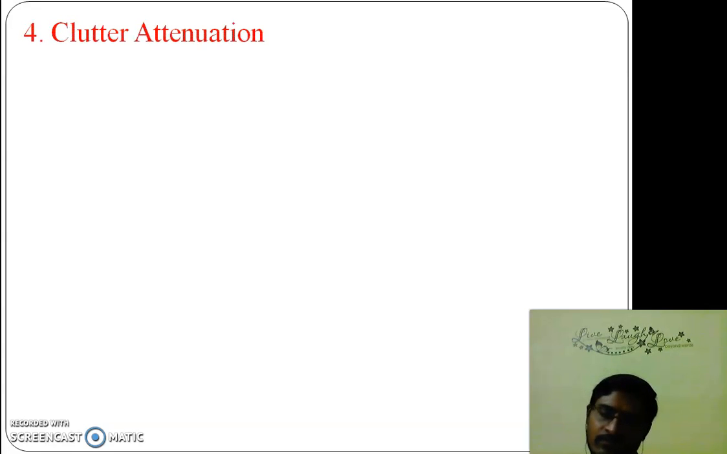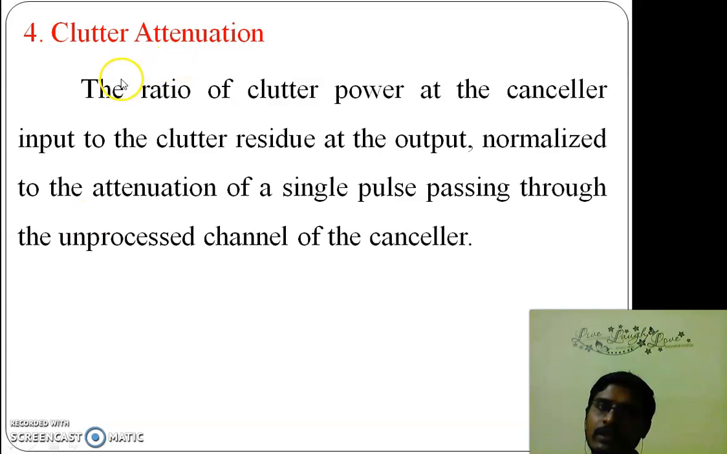Clutter attenuation. The ratio of clutter power at the canceller input to the clutter residue at the output, normalized to the attenuation of a single pulse passing through the uncompressed channel of the canceller.